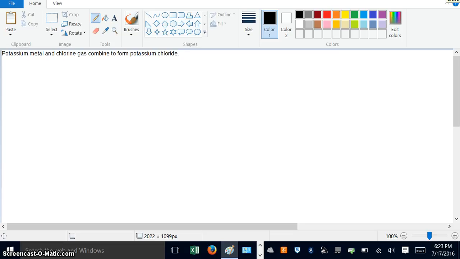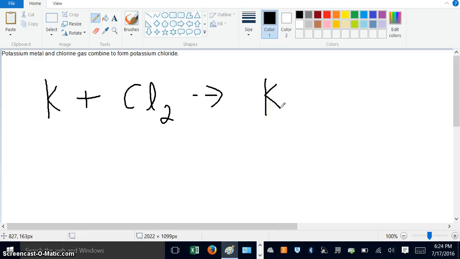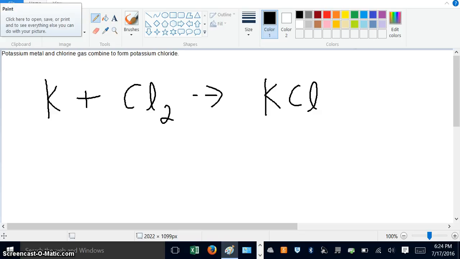Continuing with the word problems, we have potassium metal, so that's just K by itself, and chlorine gas, so that's Cl. And the gaseous form of it is Cl2. Combine, in other words, there's a reaction to form potassium chloride. Of course, potassium chloride is very simple, simply KCl. Okay, remember, you still have to balance these. So let's go do the next one.